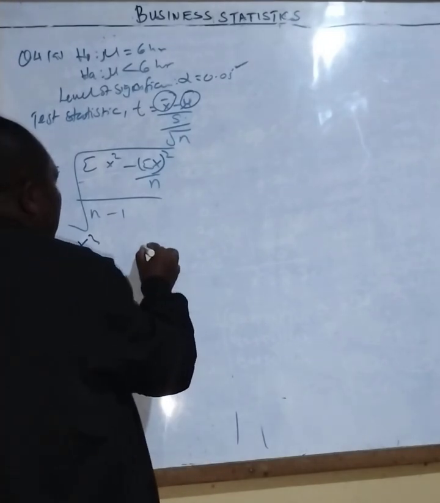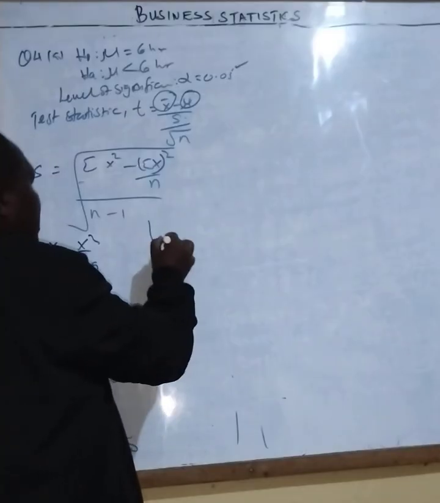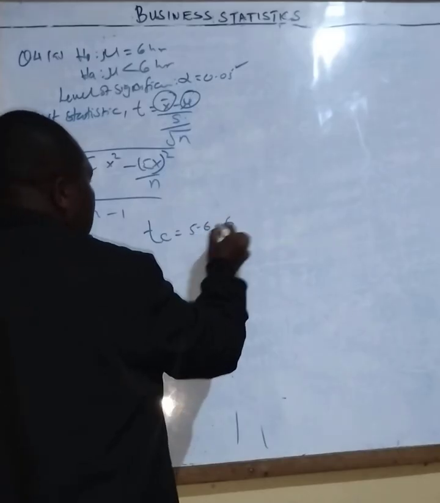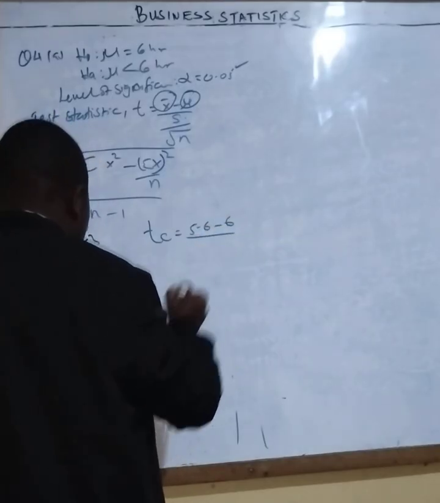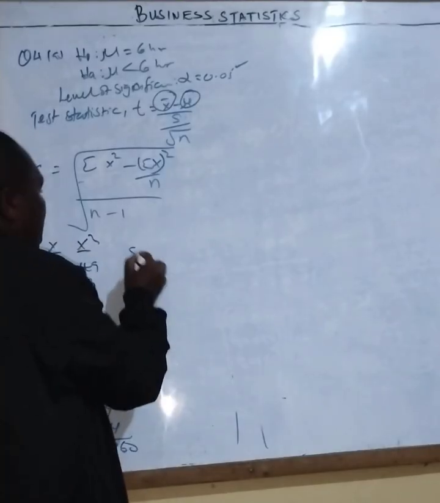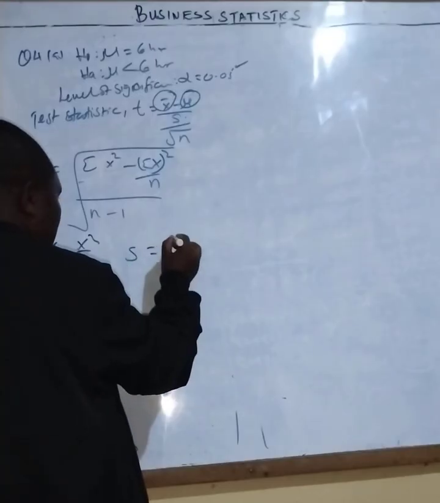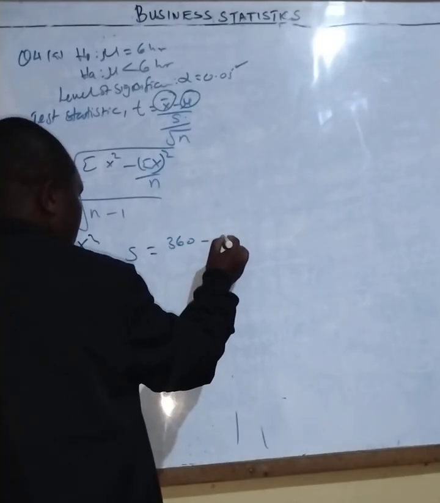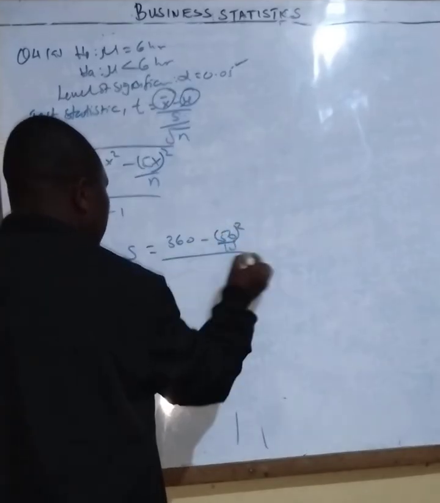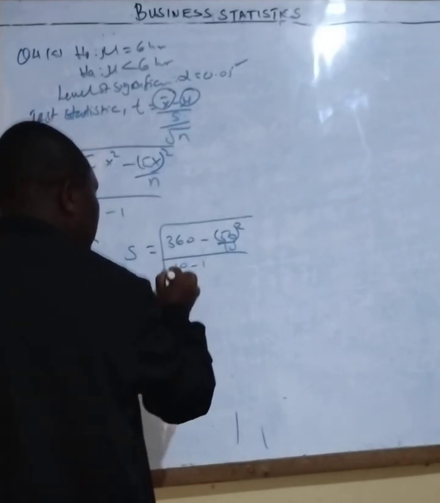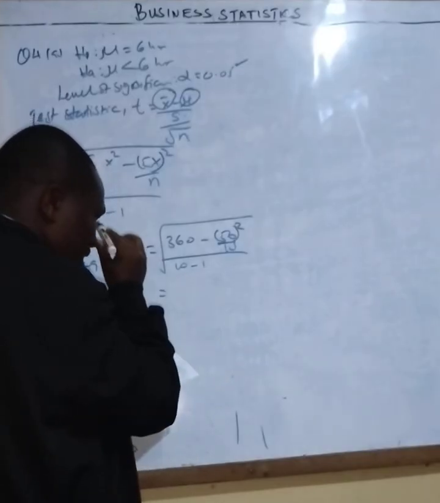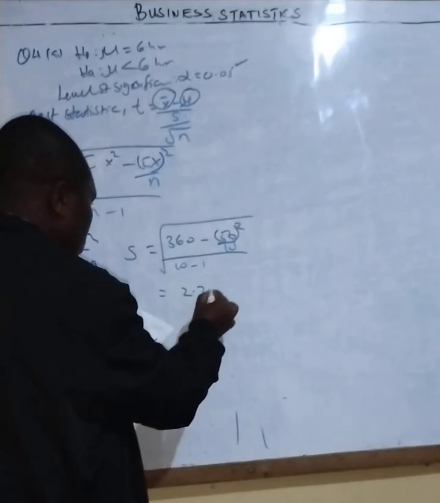Now I can say, okay, this is what I have. Then my t calculated is now the mean of 5.6 minus 6 divided by the standard deviation. Have I calculated the standard deviation? No. So let me work out the standard deviation. So my s is now x squared, which is 360 minus 56 squared divided by 10. You divide everything by 10 minus 1. If you work out that class, you will get 2.27.